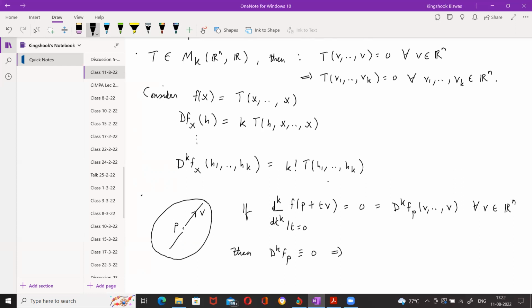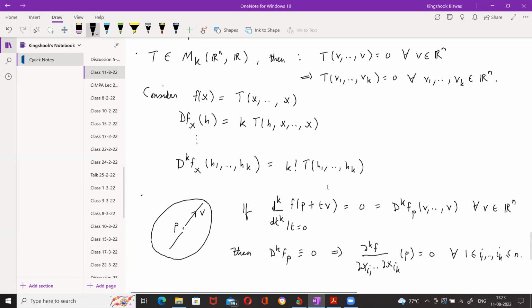And this implies that all kth order partials, del^k f over del xi1 up to del xik at P, are 0 for all i1 to ik. Okay, is this clear? So, Rudrada, I think this is what I was trying to say the other day when we were talking. So if the kth derivatives along straight lines through the point P are 0, then all partials of order k are 0.